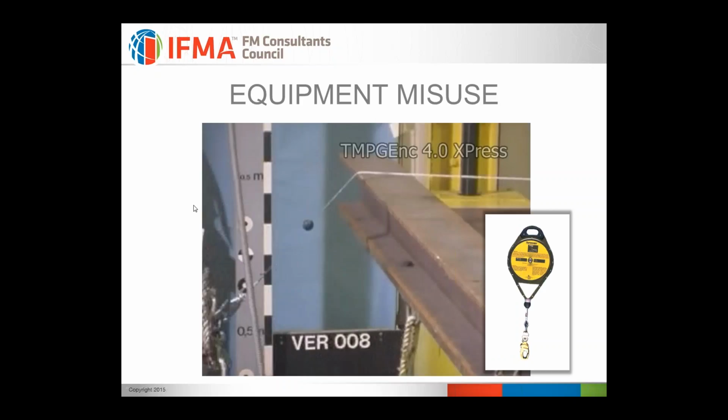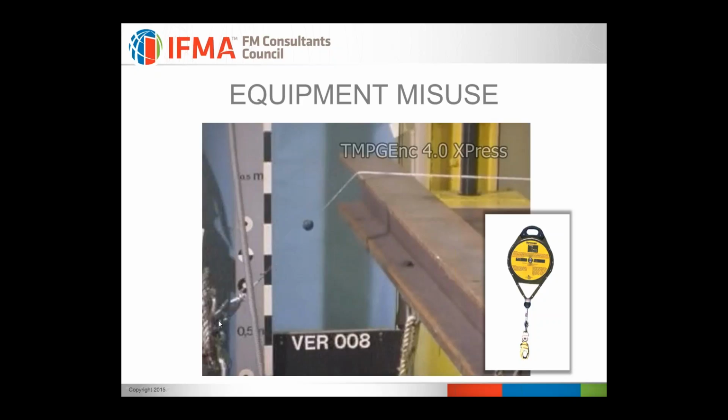Here's another example. This is not a video, it's just some still shots, but this line here is the wire from a self-retracting lanyard similar to this one. I don't know exactly what model is being tested here, but this is the wire, and it's running over a beam edge, just a normal, untouched wide flange steel beam edge. So here's the snap hook, the snap hook that you see on the self-retracting lanyard.